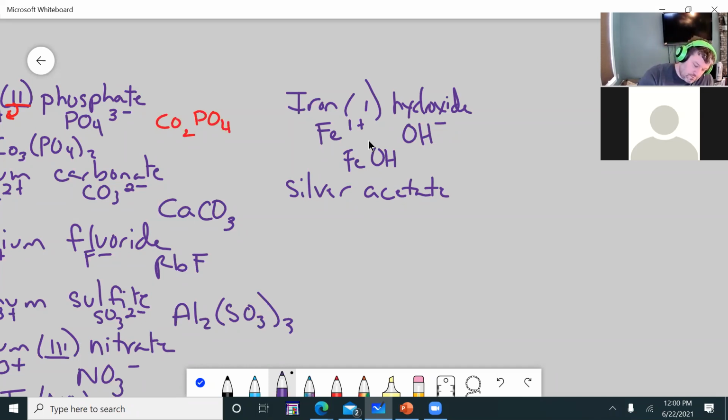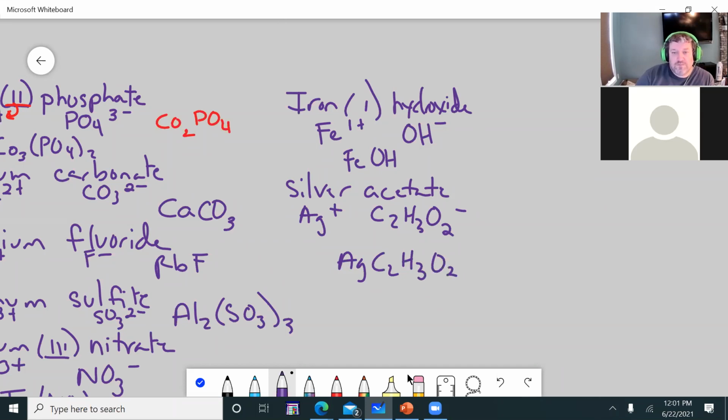All right, the last one, silver acetate. We've got silver, Ag, which always forms a + charge, because that's one of the ones that I've told you has a predictable charge. Acetate, C2H3O2, has a minus charge. We'll flip-flop, and we should just get AgC2H3O2. No need for parentheses because there's only one acetate.